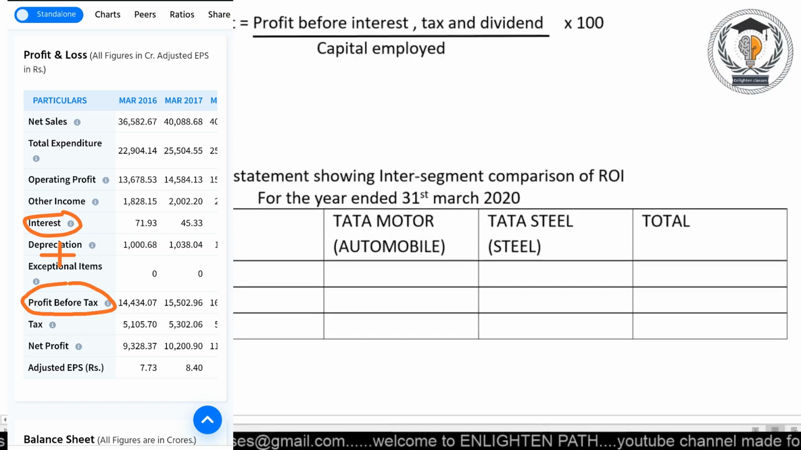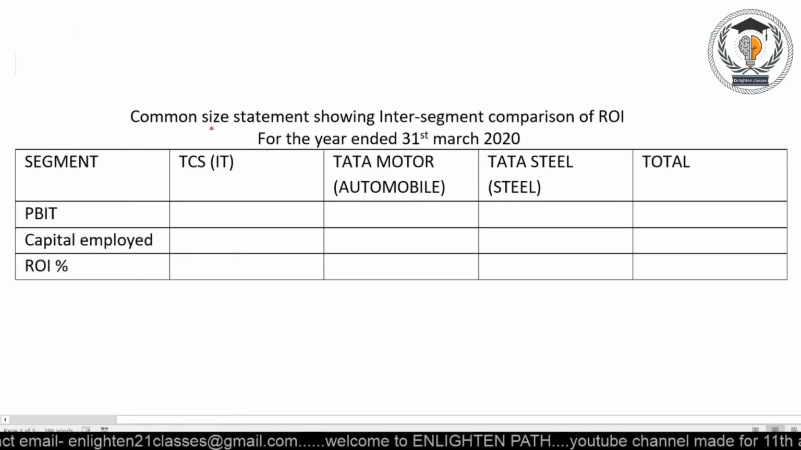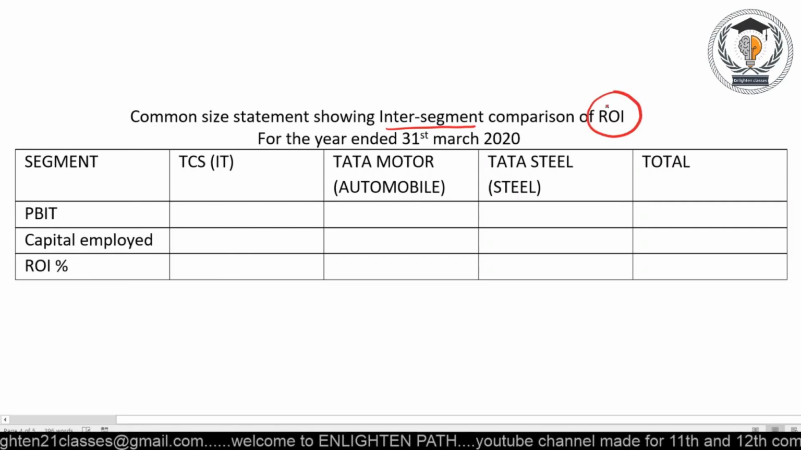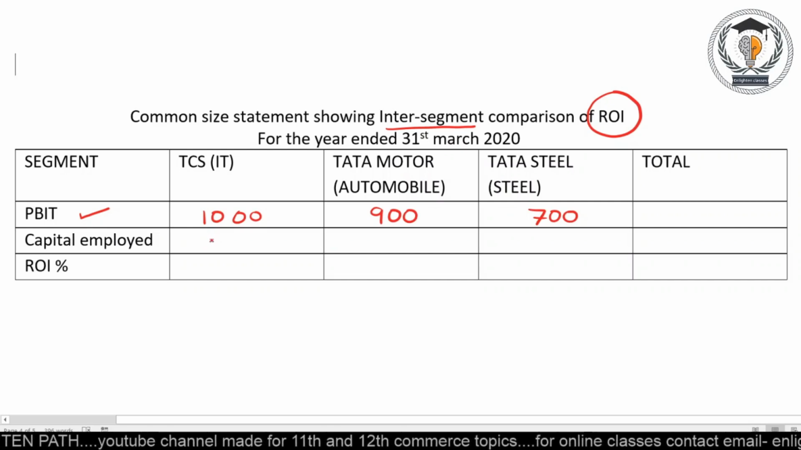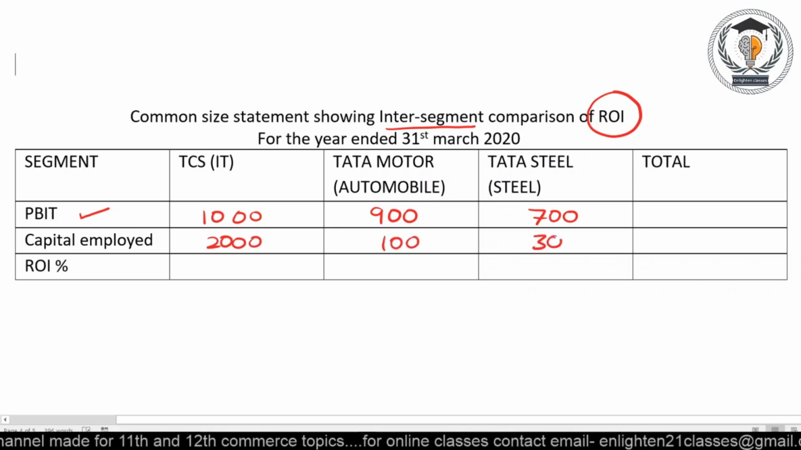So that profit before tax is to be noted here. So next we will make directly a table, a common size statement, inter-segment comparison of return on investment. So we will note here profit before interest and tax. So we will note it for all the three sectors. For example, let's say 1000, I'm just taking a number of my own, and then you have to take the capital employed. Whatever the capital employed will be, let's say 2000, whatever you are getting.